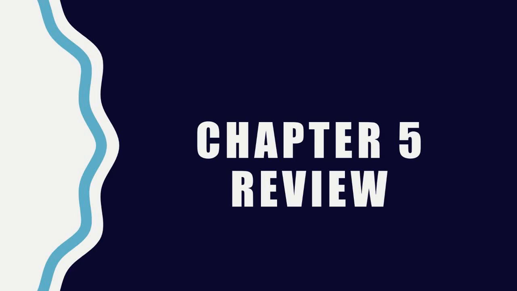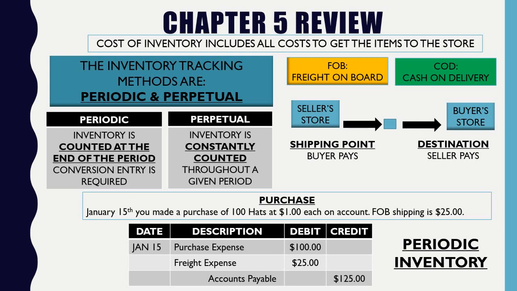Okay, all right, so chapter review. We talked about periodic inventory. We talked about what inventory is in general. It is every single cost it takes to get the asset to the store. We talked about the two different tracking methods, periodic and perpetual inventory.